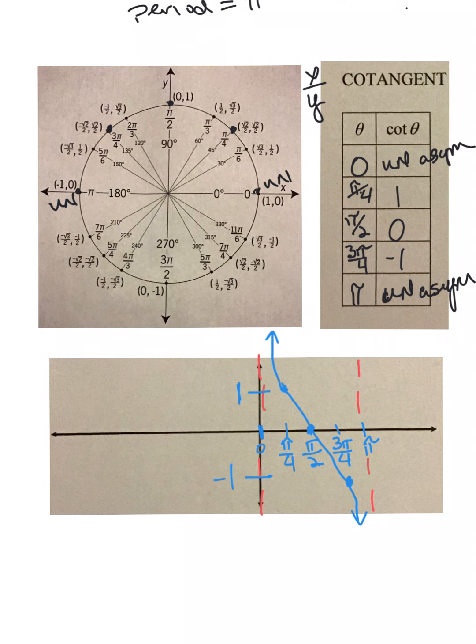If we think about the period of this, how long did it take us to go through one cycle? Pi. Amplitude is not applicable on these problems because it goes high and low forever. The rules that we talked about for moving around or changing the shape of trig functions when we were graphing sine and cosine will hold true when we graph tangent and cotangent.